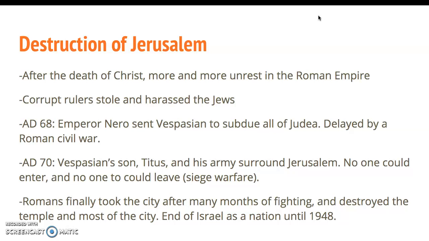So a couple years after that, in 70 AD, Vespasian's son Titus, the general of his army, and his army surrounded Jerusalem. No one could enter and no one could leave, signifying the start of a siege or siege warfare. Finally, the Romans break into the city and take the city after many months of fighting, destroy the temple and most of the city. And this was the end of Israel as an organized nation until 1948.